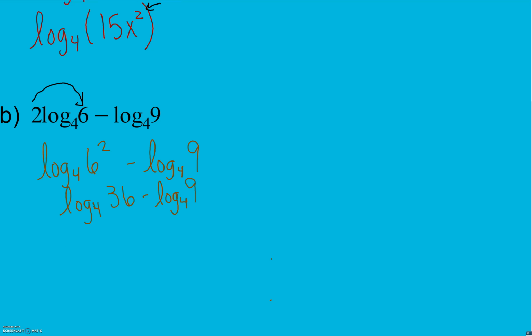Since we're subtracting, I'm going to take my values with my same logarithm, log base 4, and I'm going to divide them. Take 36 divided by 9. As always, we simplify when we can. We get log base 4. 36 divided by 9 is 4. And according to our property, log base b of b is always just 1. So here it equals 1.